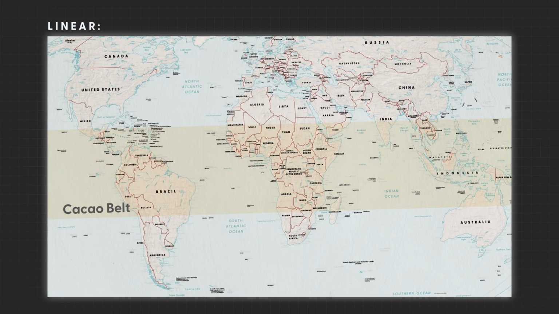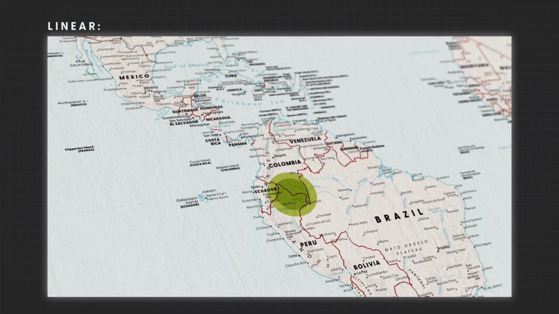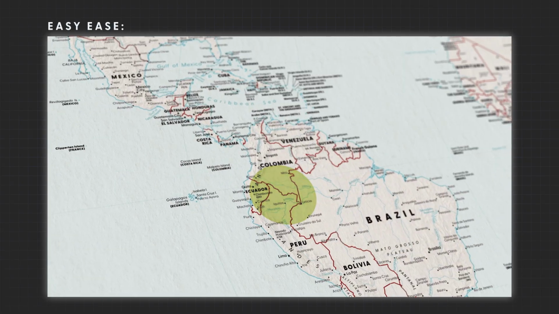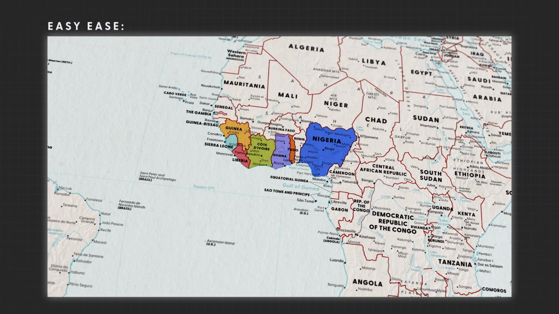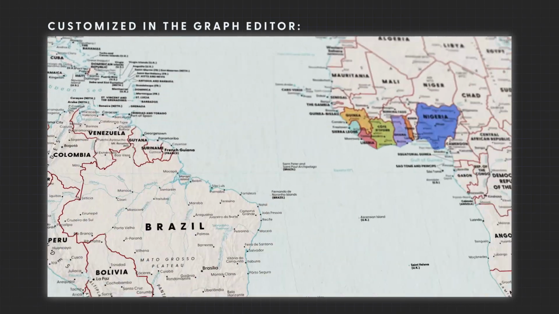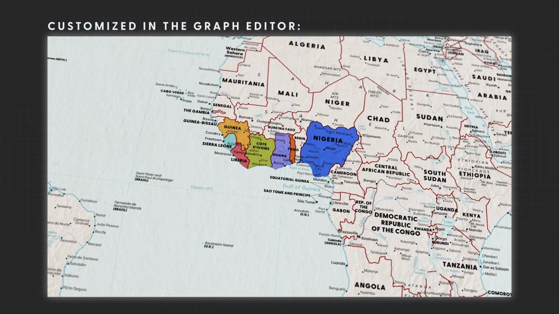Take a look at this animation. Pretty stiff. Now here's the same animation with easy ease applied. Better, but still pretty basic. Now here's what it looks like after I've adjusted the motion curves in the graph editor. This is the type of work that'll get you hired.